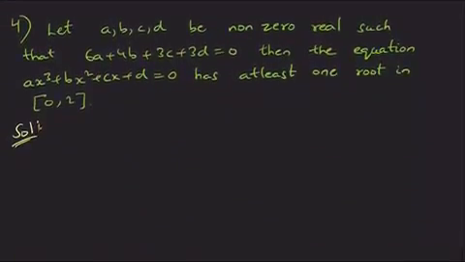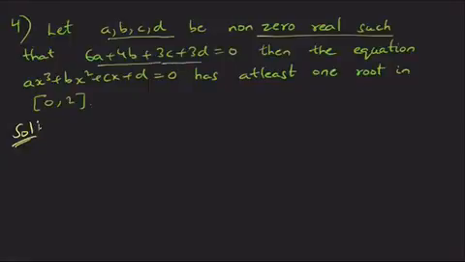This is also a very interesting problem. Let a, b, c, d be non-zero reals such that 6a plus 4b plus 3c plus 3d is 0, and then the equation ax cube plus bx square plus cx plus d is equal to 0 has at least one root in the closed interval 0 comma 2. We need to prove this question actually. So how do we proceed?